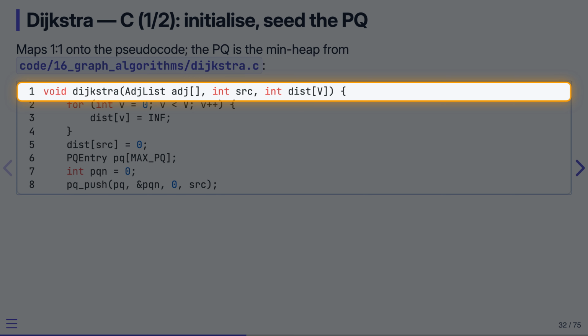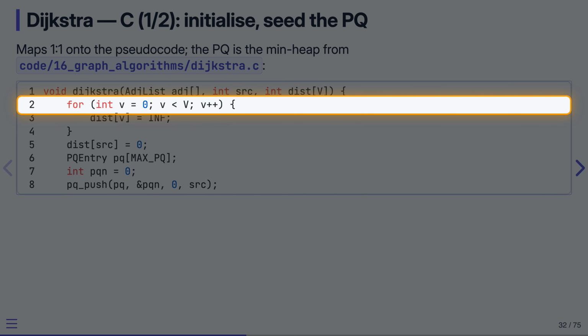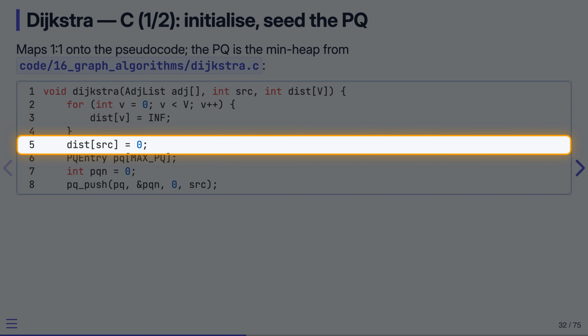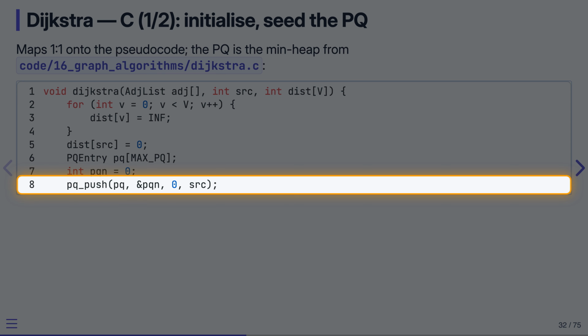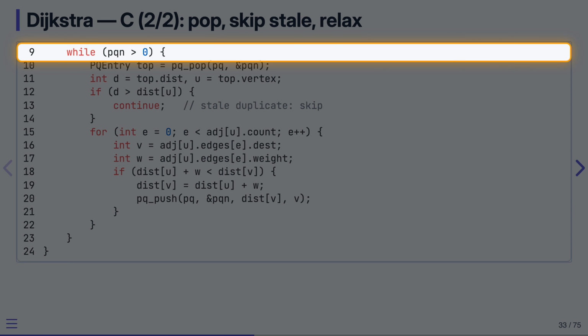This C code maps one-to-one onto the pseudocode. The function takes the adjacency list, the source, and the distance array it fills in. First, we set every distance to infinity, our sentinel for not yet reached. Then we set the source's distance to 0. The priority queue is a plain array of entries, with PQN counting how many it holds. And we push the source with distance 0. That is the only seed the algorithm needs. While the queue is not empty, we keep going.